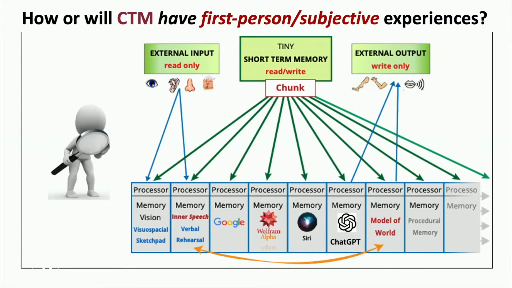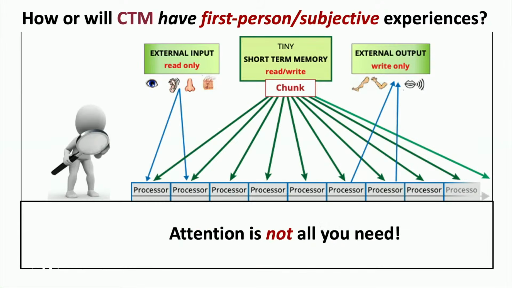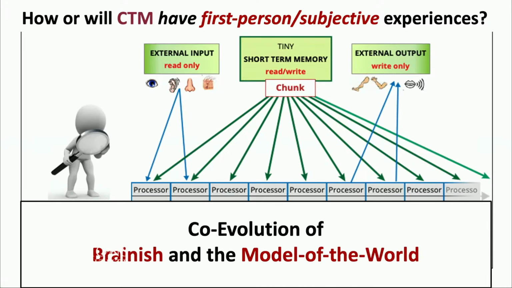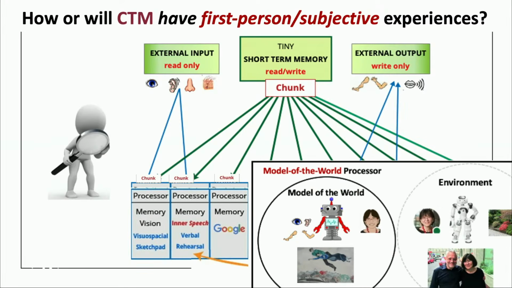Okay, so now we have attention, but what about this subjectiveness, this first-person subjective experience? We're saying attention is not all you need. And what we need is, I see some smiles because people know what I'm parodying here, coevolution. What we need is the coevolution of brainish and the model of the world in the CTM.